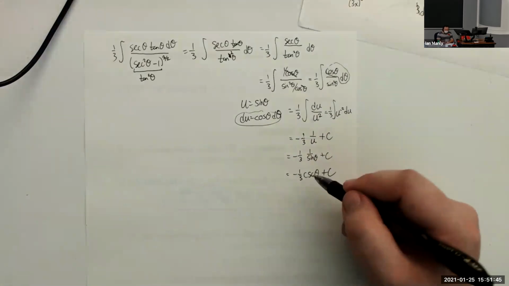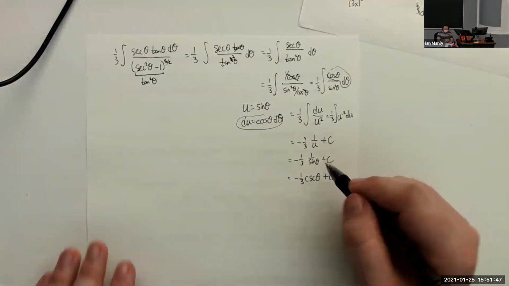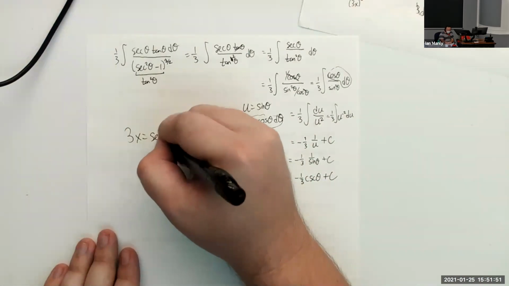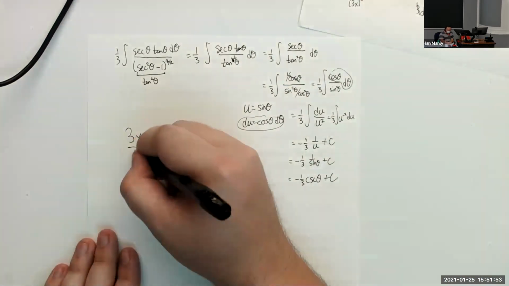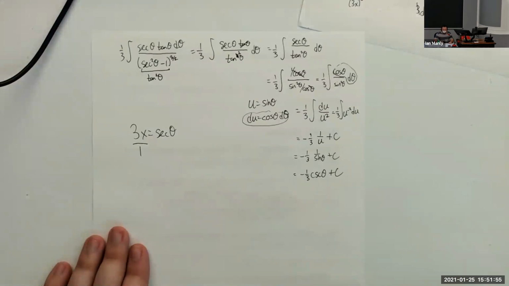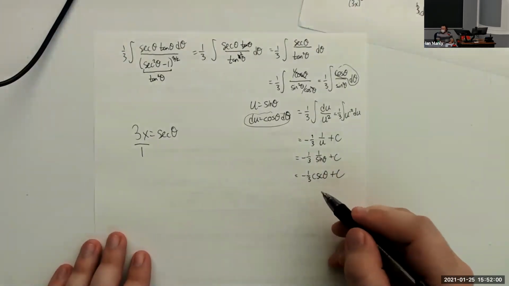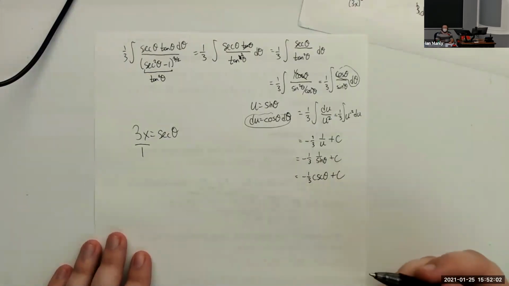All right, so we're almost done here. Let's remember what our original substitution was way back when. 3x is secant of theta. And I can make this a fraction by putting a 1 right there. Now what we need to do is get what cosecant of theta is. So we need to assemble the triangle and then read off what cosecant is, and then we're done.